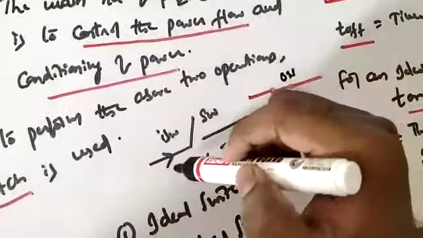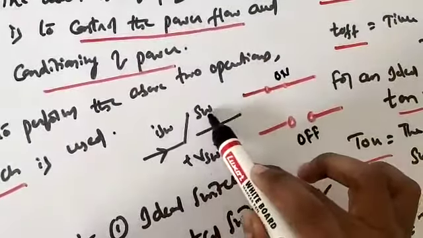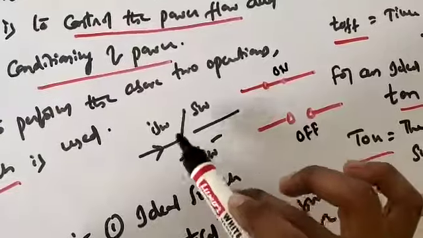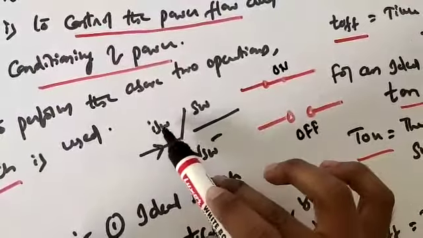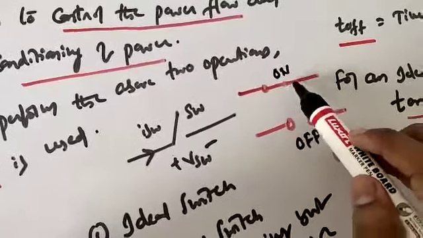So generally the switch will look like this. It is like a switch. The SW represents the switch. So the drop across this particular switch is VSW, and the current which is flowing through this particular switch is ISW. You have to remember two important points here.